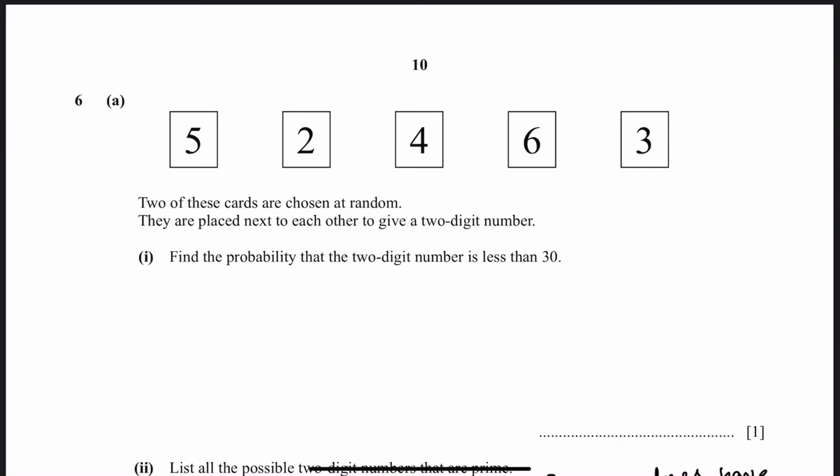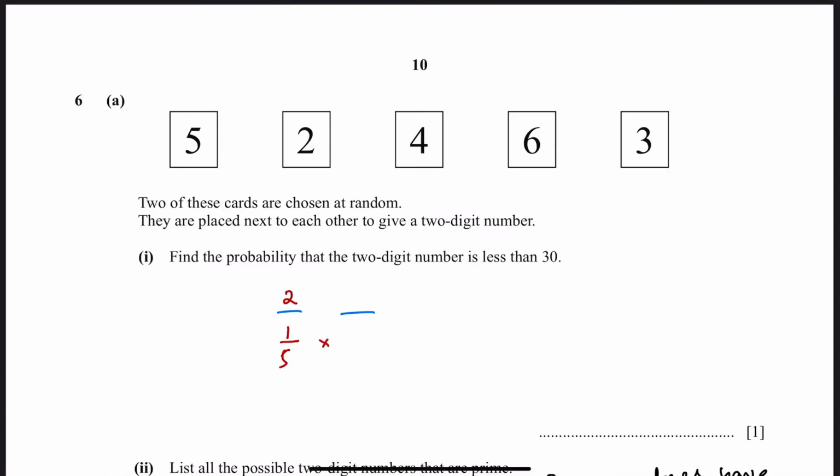At random, they are placed next to each other to give a two-digit number. Find the probability that the two-digit number is less than 30. So for two-digit numbers, I will have two positions that I need to find the probability for. In the first position, if it has to be less than 30, then only one number can appear, and that is 2. So I'm going to say that the probability of selecting 2 is 1 out of 5.